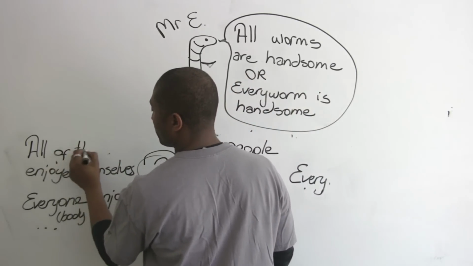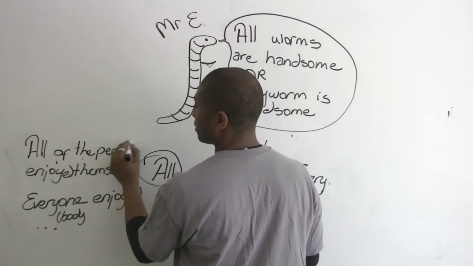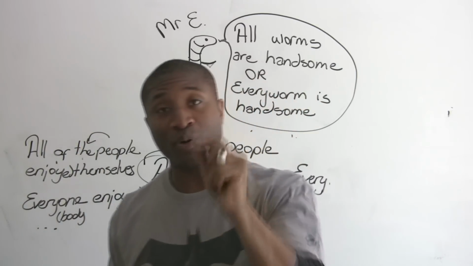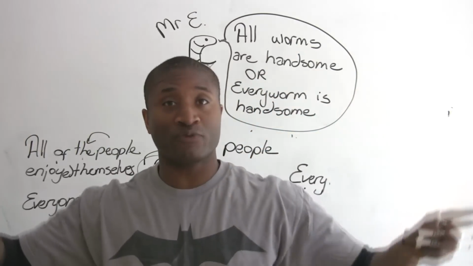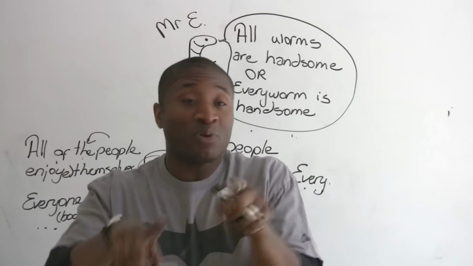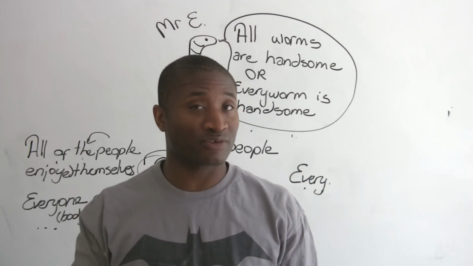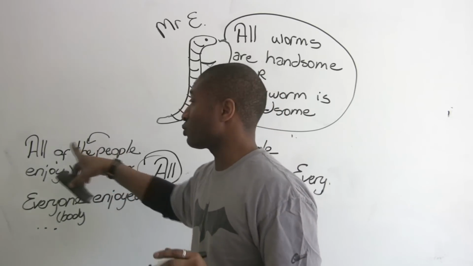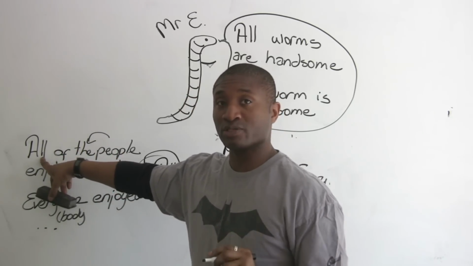So when we say all of the people, it is very specific. It's the people at the party. So it's not the whole group of humanity, all people. It's the people at that party enjoyed themselves. The article the means specific. So this specific group of people enjoyed themselves at the party.